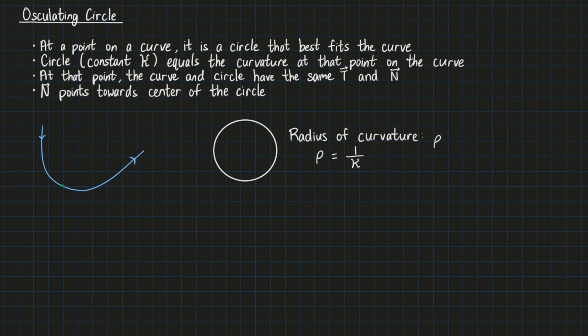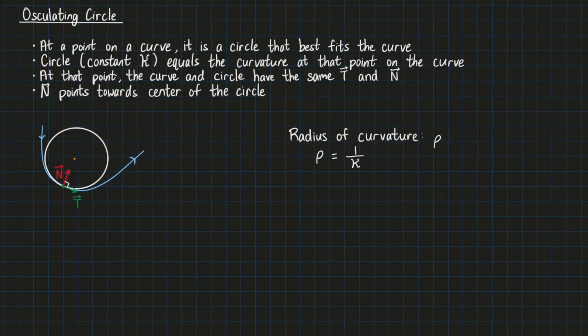Also at that point, the curve and the circle have the same unit tangent vector and the same unit normal vector. So here's the unit tangent vector at that point on the curve, and here's the unit normal vector. Now we find a point on the circle with the same T and N vector. So the point would be right about there. Then we match this point to the point on the curve, and the normal vector always points towards the center of the circle.